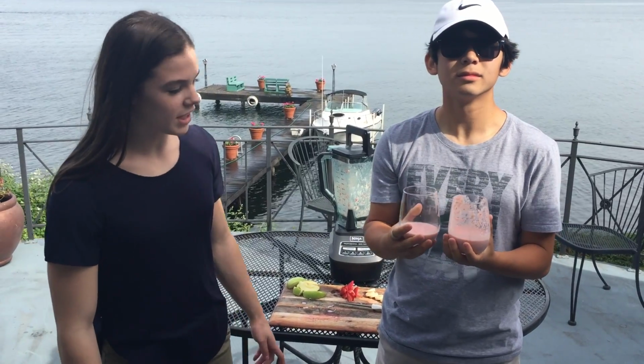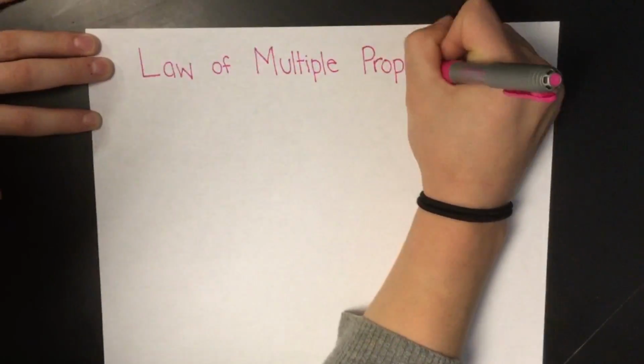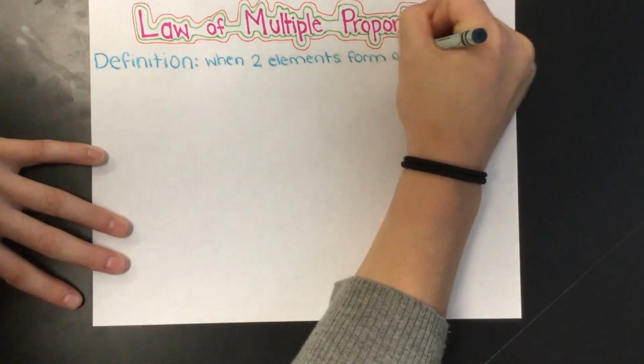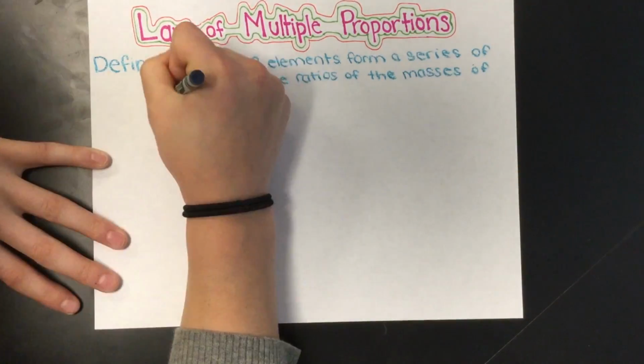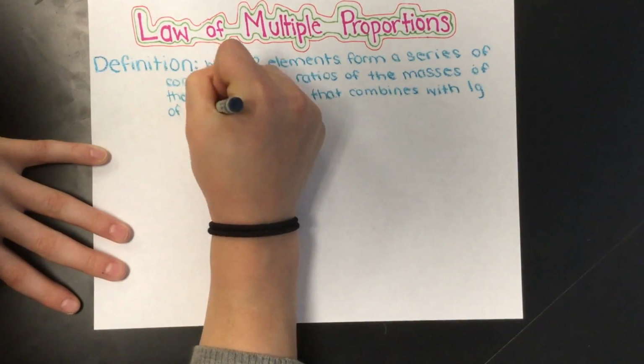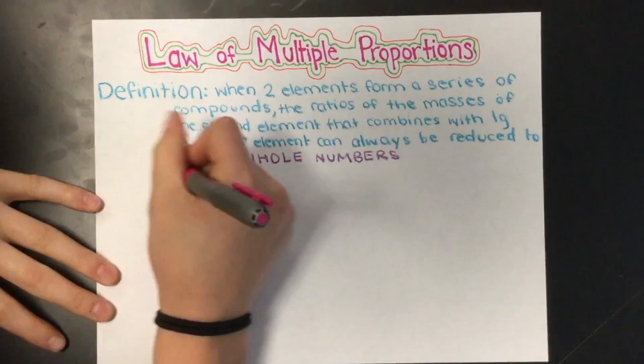Even though the two smoothies have different masses, they contain the same ratio of ingredients. This supports the law of definite proportions. The law of multiple proportions. The definition is when two elements form a series of compounds, the ratios of the masses of the second element that combines with 1 gram of the first element can always be reduced to small whole numbers.